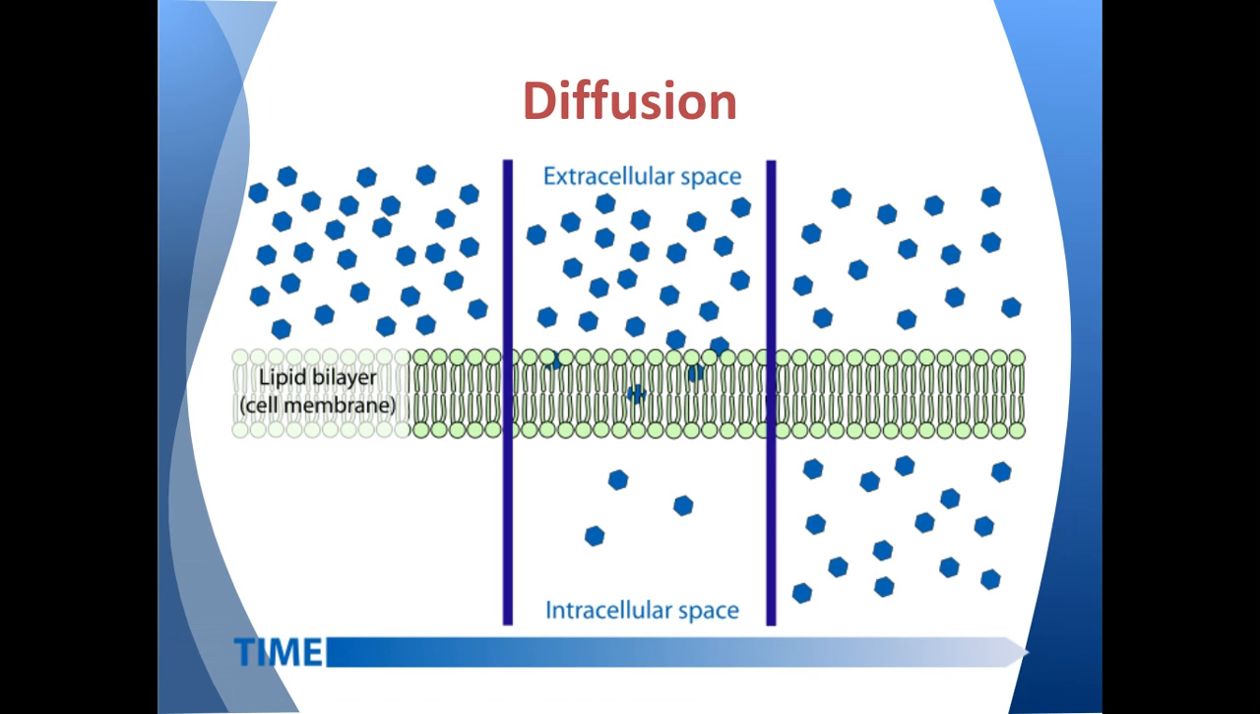If you guessed into the cell, you're right, because they have to move from high to low concentration along the concentration gradient.